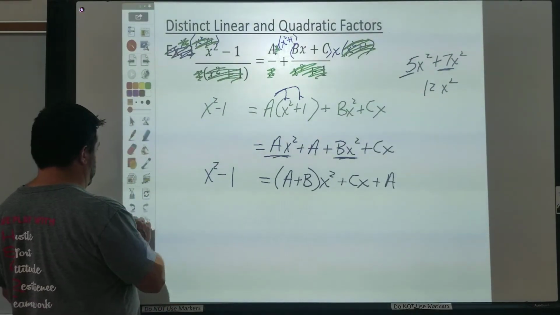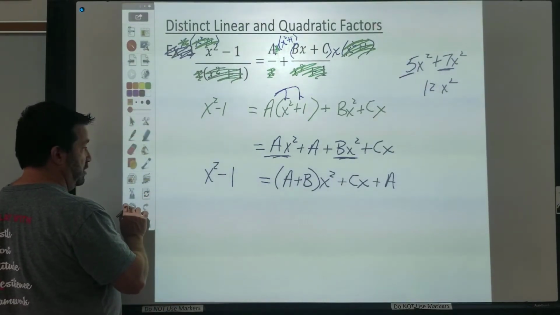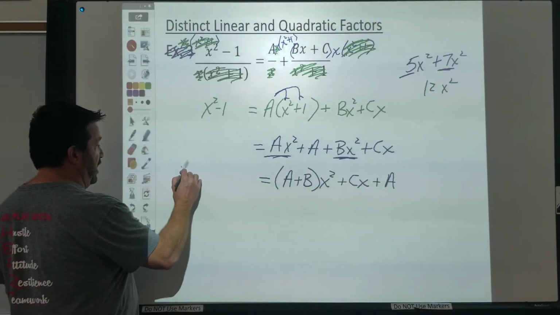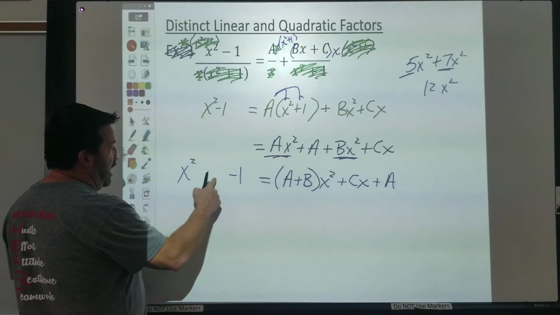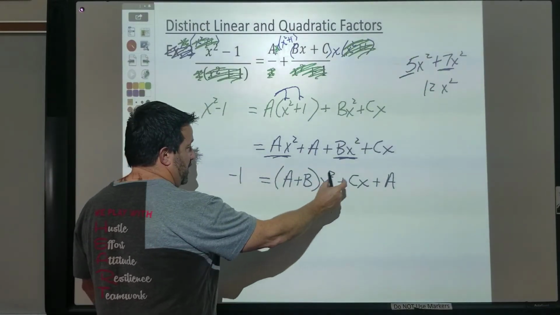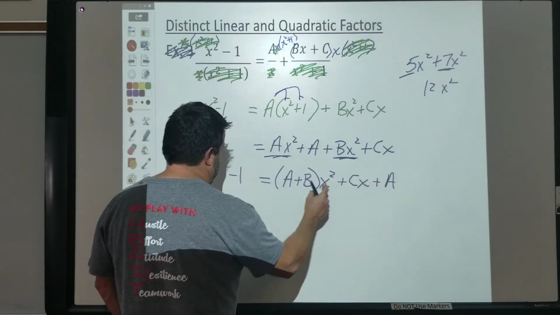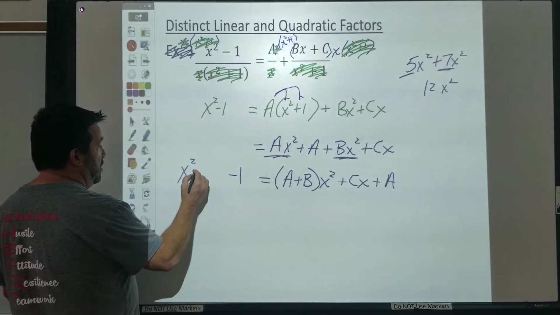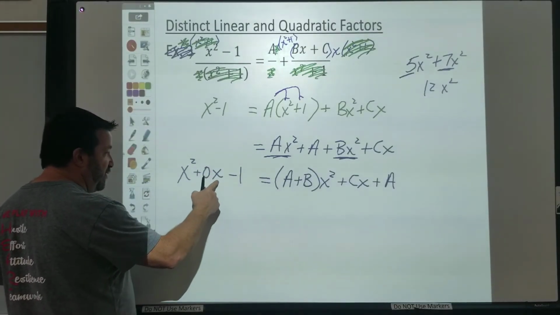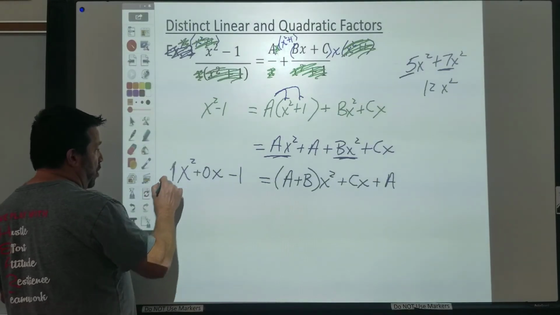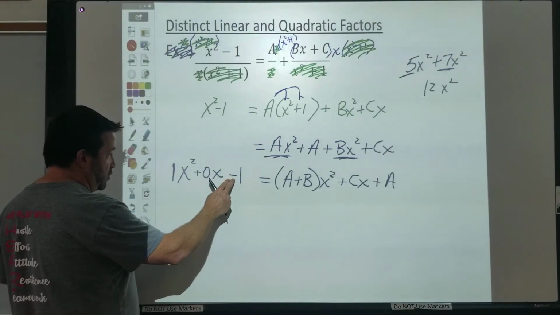So notice, let me back that up for a second. I have x squared, and I have minus 1, but there's no x term. Like this has an x squared, this has an x, and this has a constant at the end. This has an x squared. There is no x term there, right? So I'm going to fill that in though, because this is a 1x squared plus 0x minus 1.